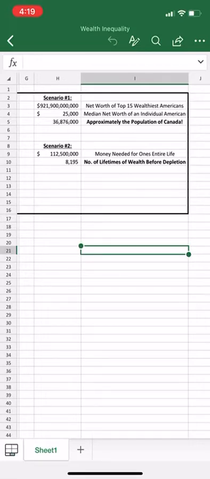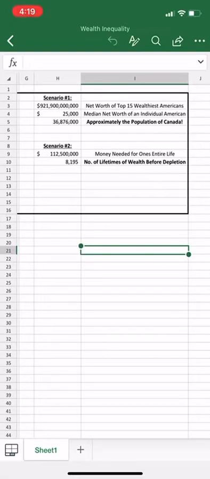And this is an incredible thing: if we were to compare these 15 people and their net worth of almost 922 billion to the median net worth of an individual American, we would need 36 million, almost 37 million Americans to have the same wealth as 15 people. And just for those out there, that's pretty close to the population of Canada, the whole country.